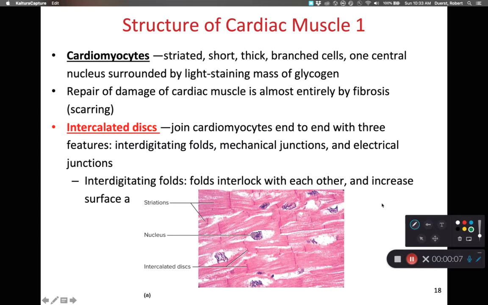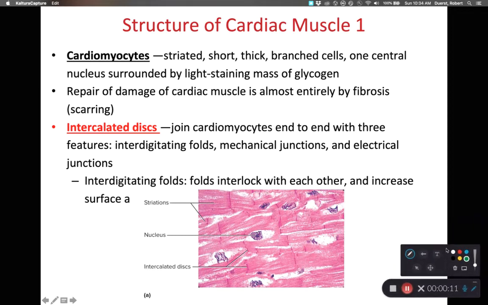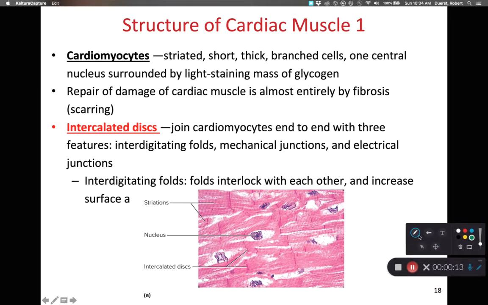Next lesson in this recording, we're going to talk about cardiac muscle tissue, cardiomyocytes, and a little bit about the potential electrical activity of the heart.